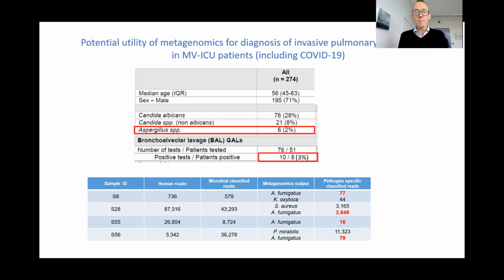Now, we did bronchoalveolar lavage galactomannans, which is often used in the diagnosis of aspergillus, in 51 patients and found a further 2 more. And on the bottom here, I'm just showing the variation of reads of Aspergillus fumigatus in the 4 culture samples that we had in our metagenomics data set. Go from 16 reads to 2,500 reads.